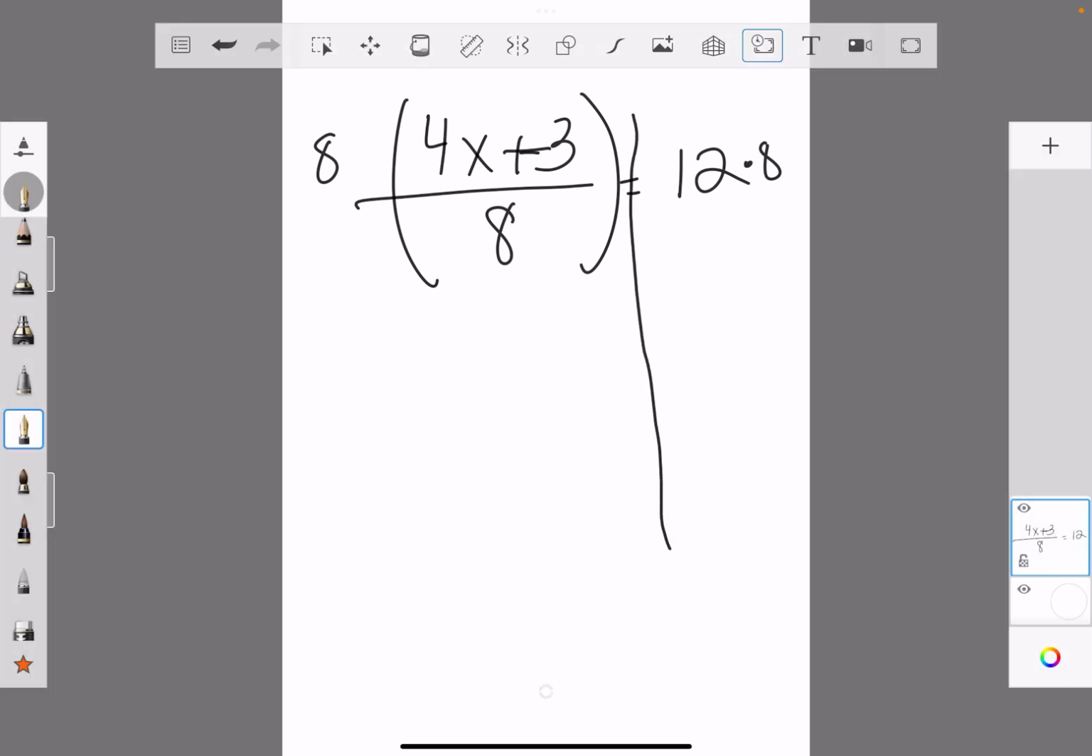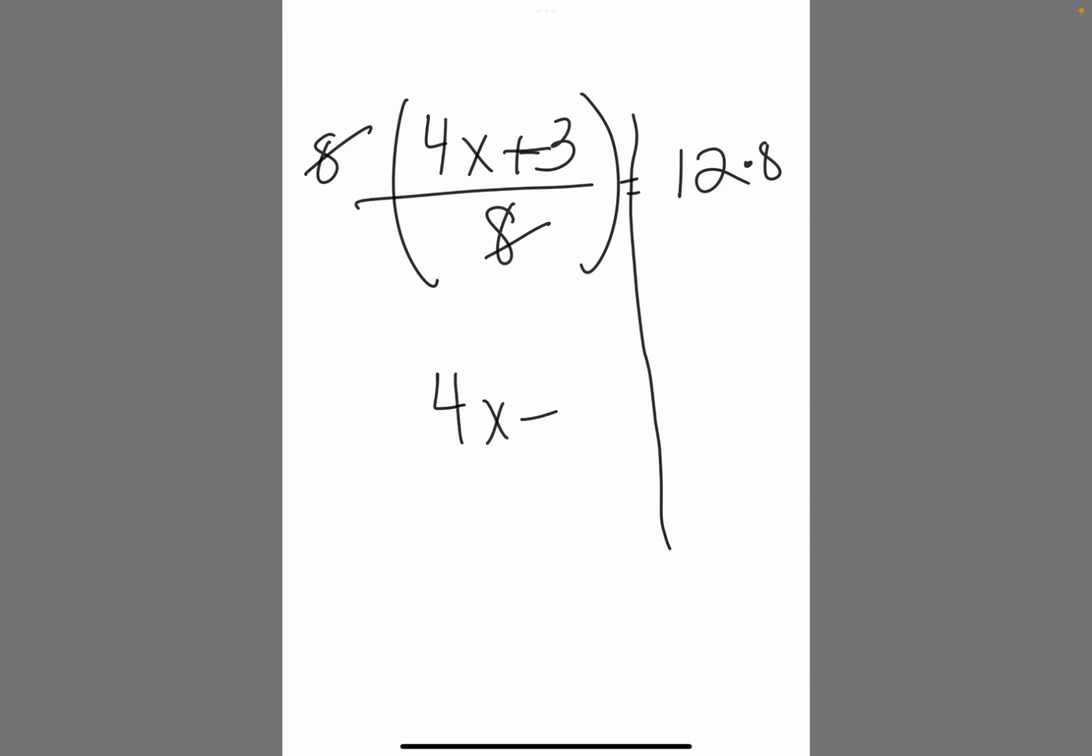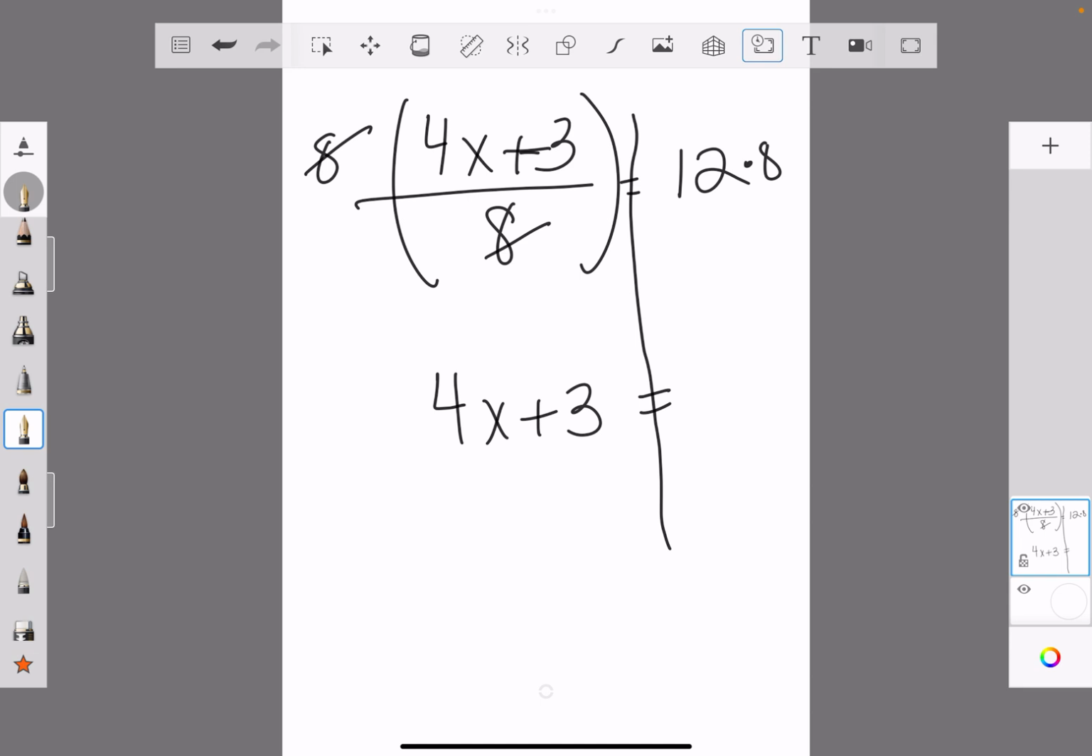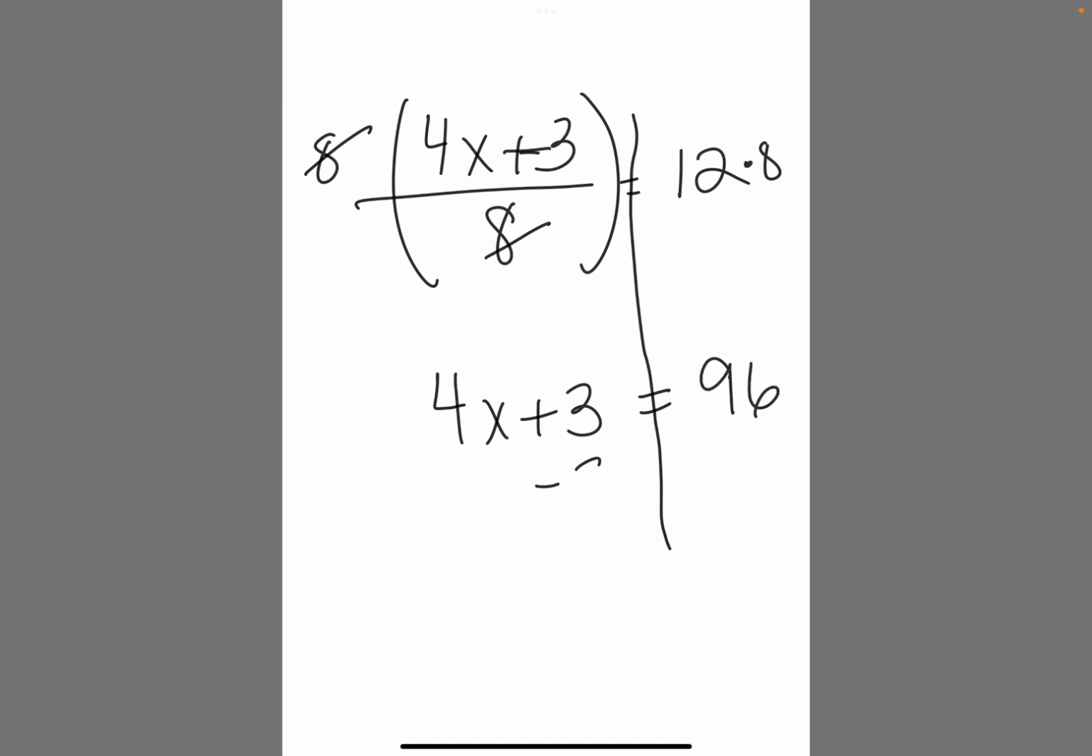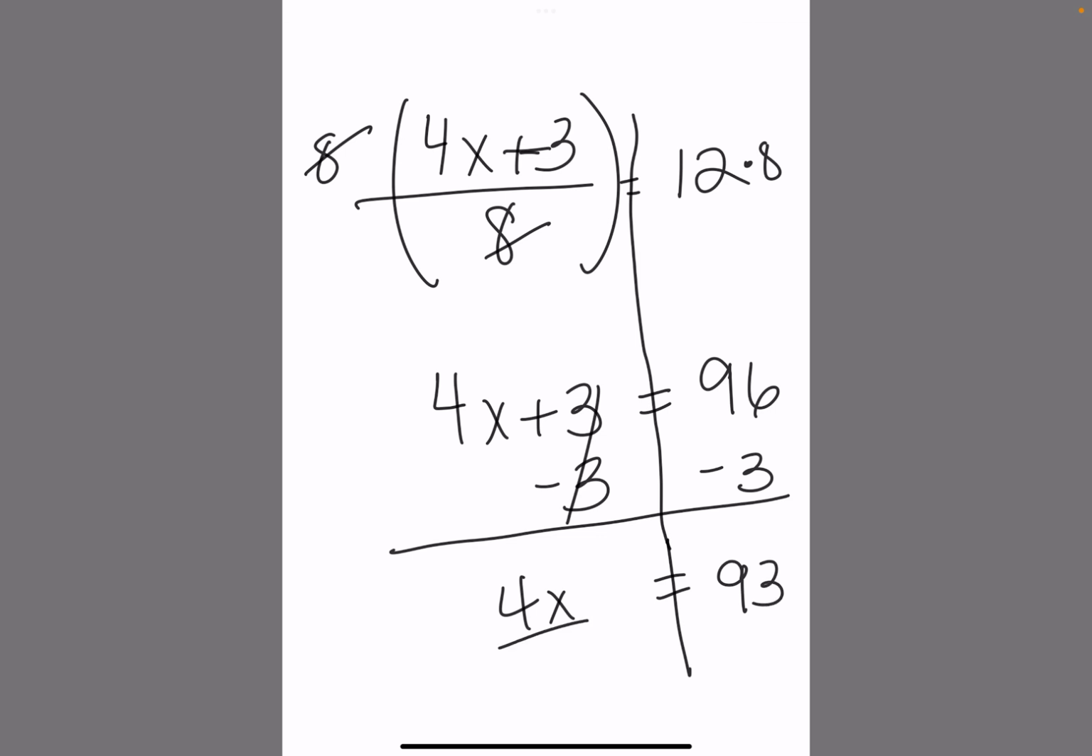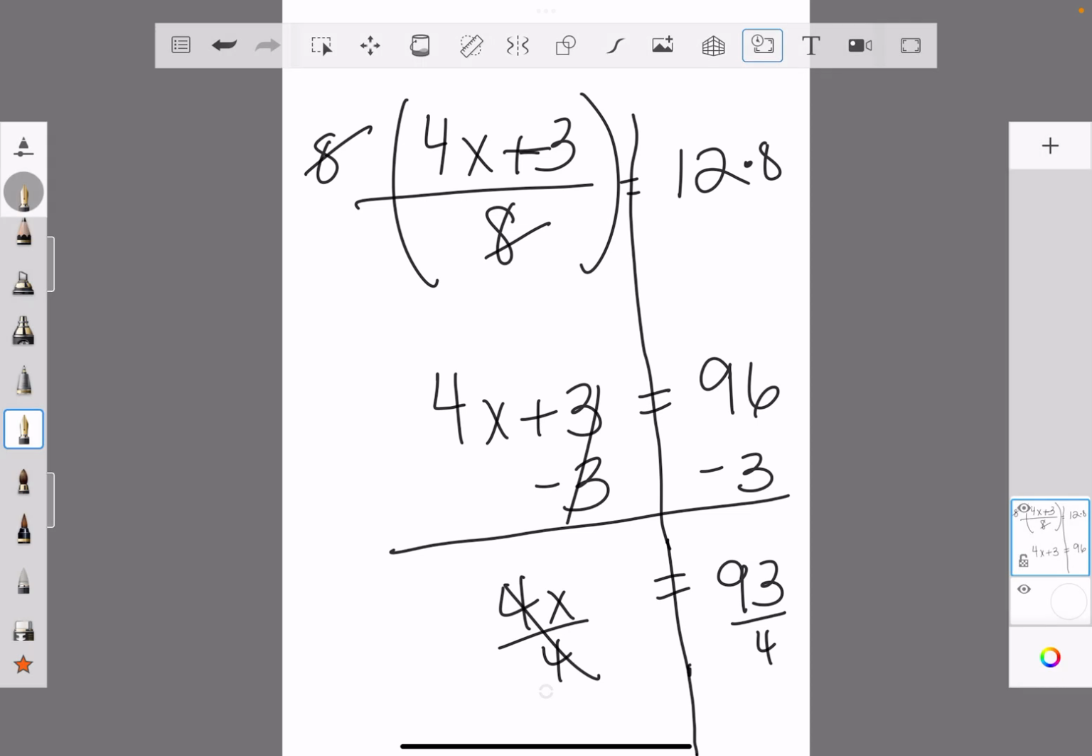On this particular problem, those two would cancel out because 8 divided by 8 is 1. And then you've got 4x plus 3 equals 12 times 8, which would be 96. And then you could solve the problem. Then you could get rid of your constant. 4x equals 93, and then get rid of your coefficient, divide by 4.